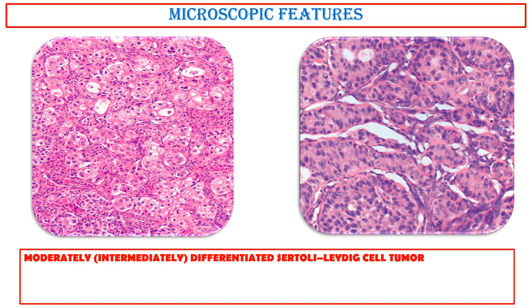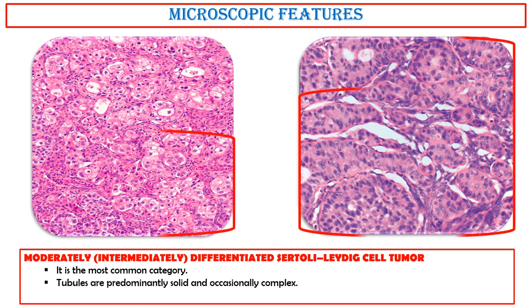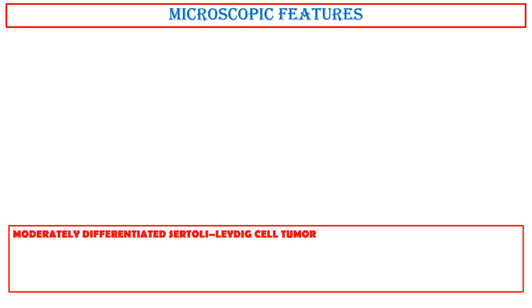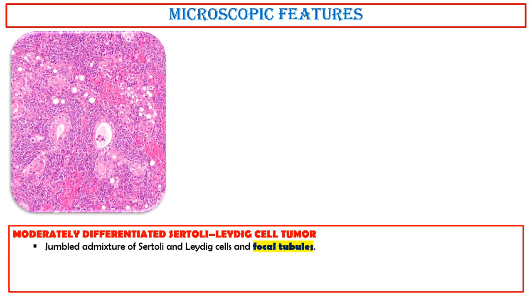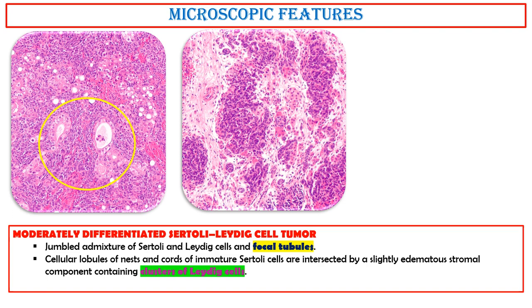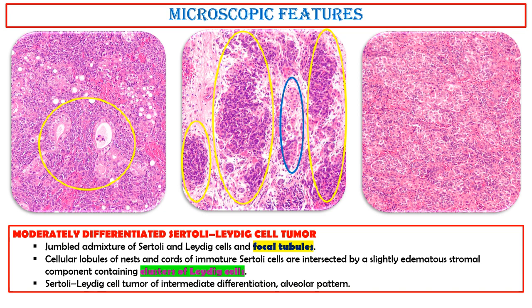Moderately intermediately differentiated Sertoli Leydig cell tumor. It is the most common category. Tubules are predominantly solid and occasionally complex. Rare hollow tubules are seen. Moderately differentiated Sertoli Leydig cell tumor. This photo shows a jumbled admixture of Sertoli and Leydig cells and focal tubules. Cellular lobules of nests and cords of immature Sertoli cells are intersected by a slightly edematous stromal component containing clusters of Leydig cells. Sertoli Leydig cell tumor of intermediate differentiation, alveolar pattern, seen in this photo.